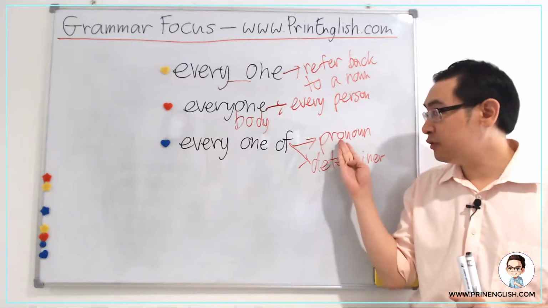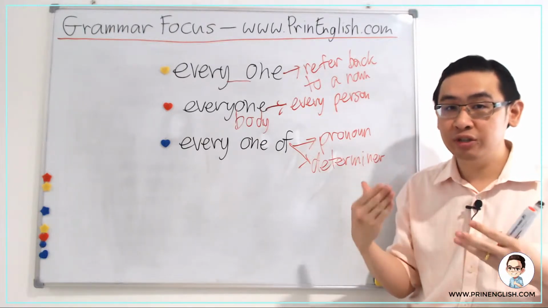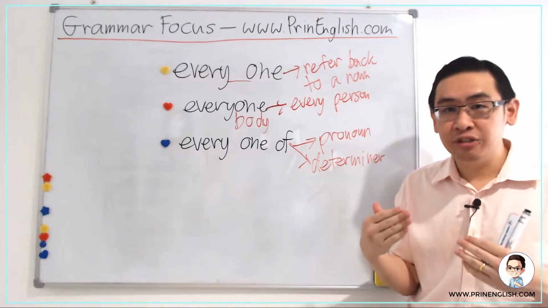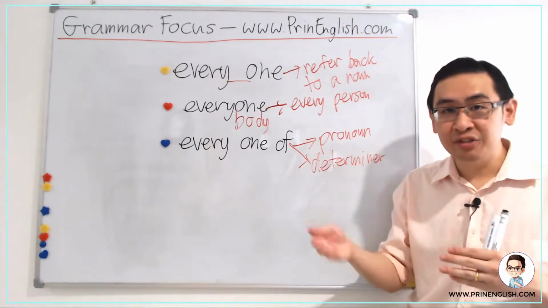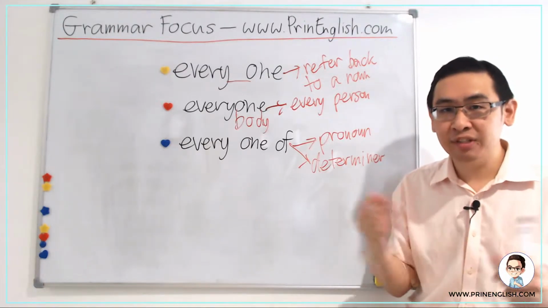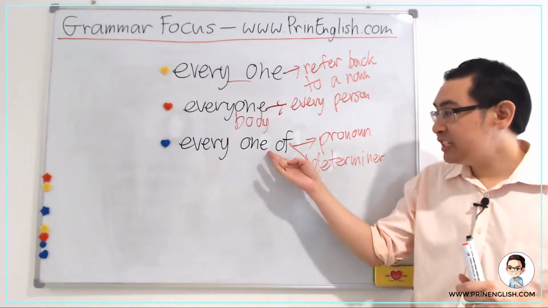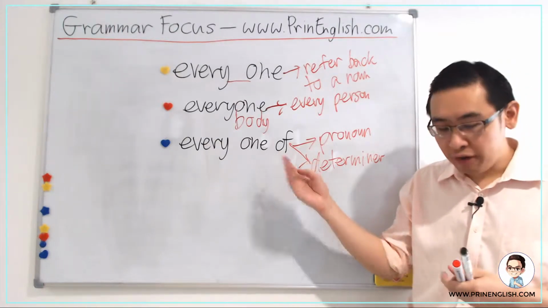So for everyone of, we use it in front of a pronoun, so any word that is used instead of a noun, okay, so maybe him or something like that, and since it's after a preposition, of, we need to use an object pronoun.